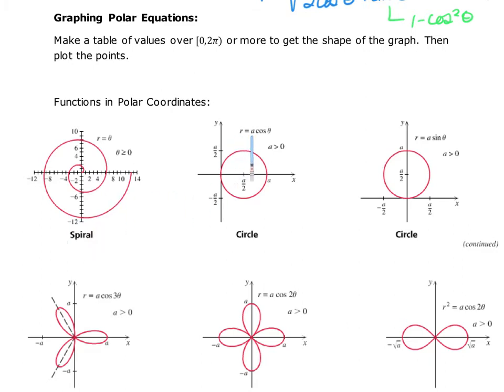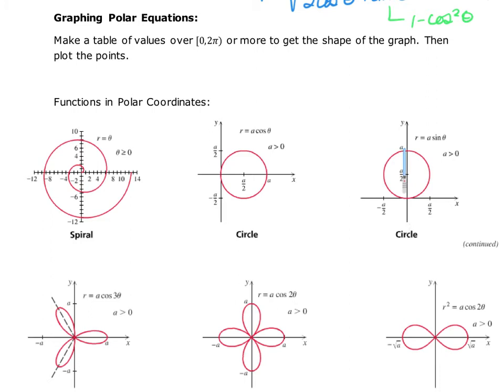R is equal to some a value, where a is greater than 0, times cosine theta is going to be a circle whose diameter is a and whose center is at a over 2, 0. If a is negative, then all that does is move the circle onto this side of the y-axis. It still has a diameter of a, and its center would now be at negative a over 2, 0.